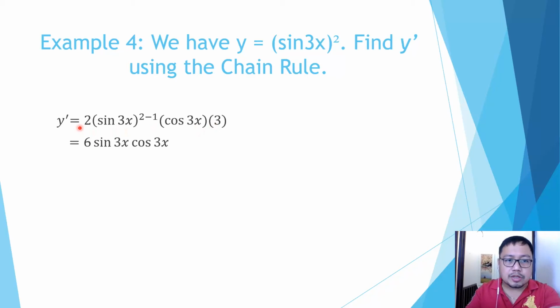2 minus 1 is 1. So sine 3x raised to 1, you don't have to write the 1. So 6 sine 3x cosine 3x, and that is our final answer.